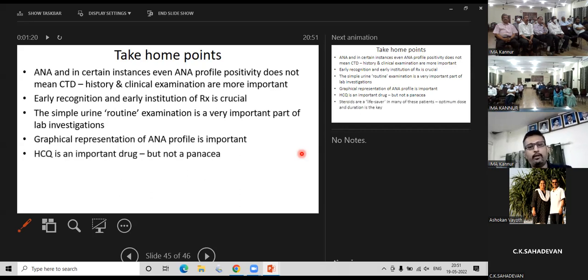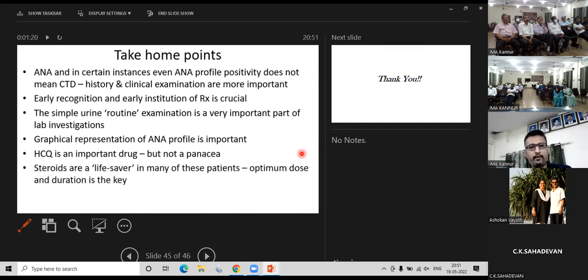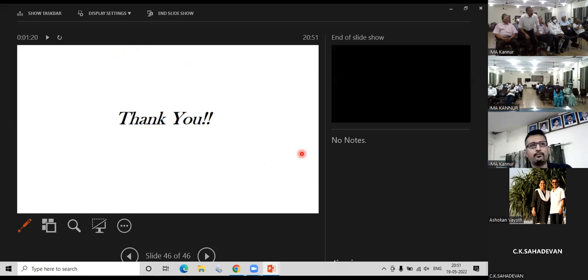HCQ is an important drug, but not a panacea. Steroids are a lifesaver in many of these patients, if you use them at the optimum dose and for the optimum duration. So steroids are not the villain. It is possibly a lack of proper dosing or duration that is the problem. Thank you.